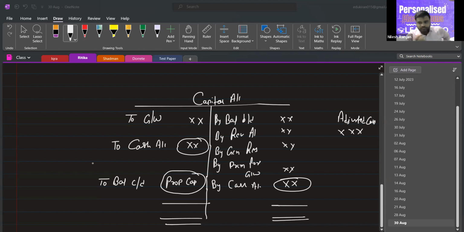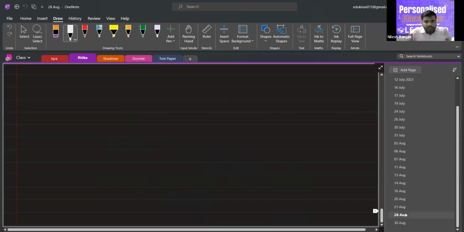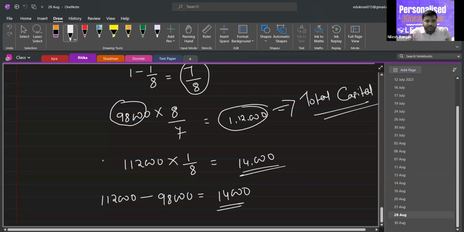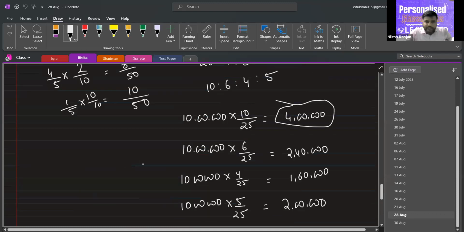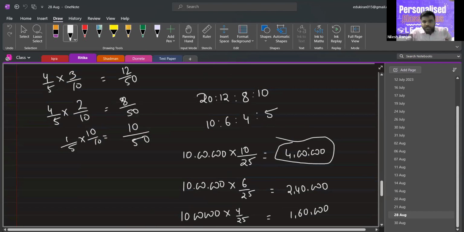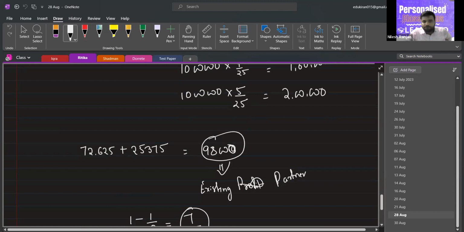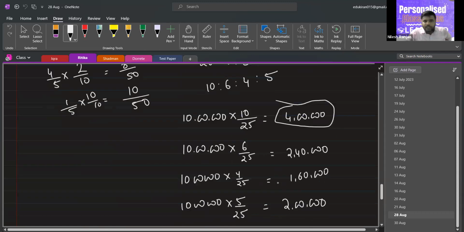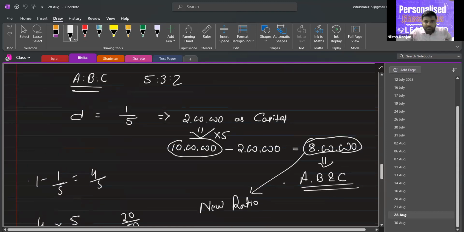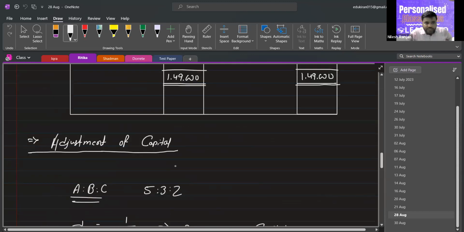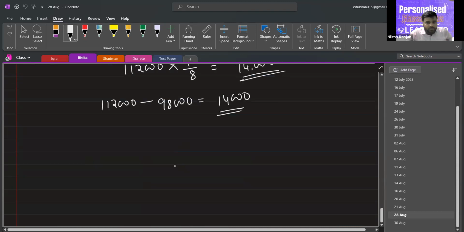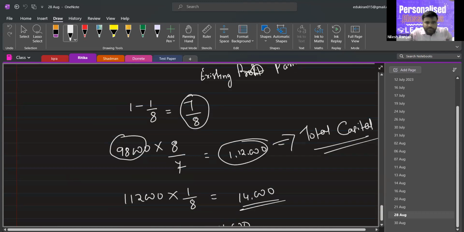So as per the example given in the previous class, this is the second case actually. Proportionate capital: 4 lakh for A, 2,40,000 for B, 1,60,000 for C, and 2 lakh for D. After this, I told you that we have some adjusted capital also. The concept of adjusted capital we have discussed in our previous class.